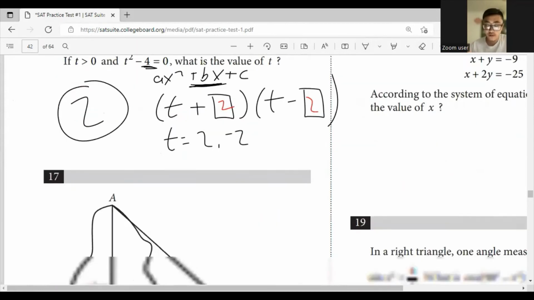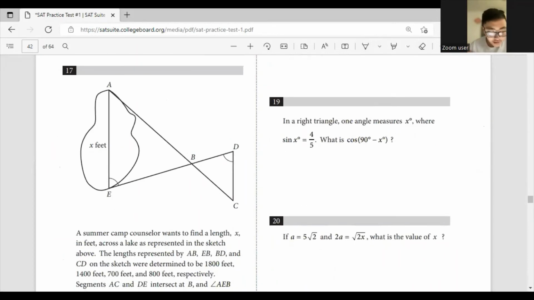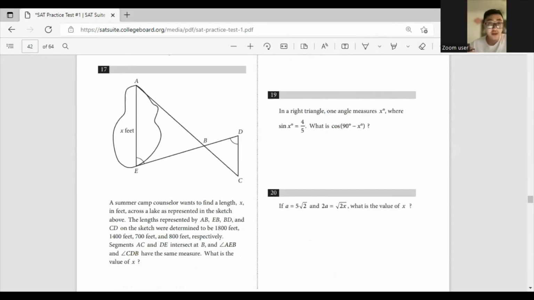Okay. On to the next one. So I see this is a big shape. A summer camp counselor wants to find length x in feet across a lake. So length x. So they want to find AE. That's really what they're saying. AE.